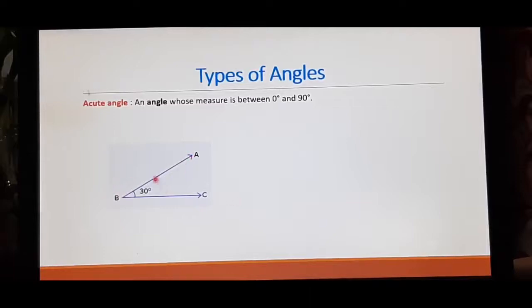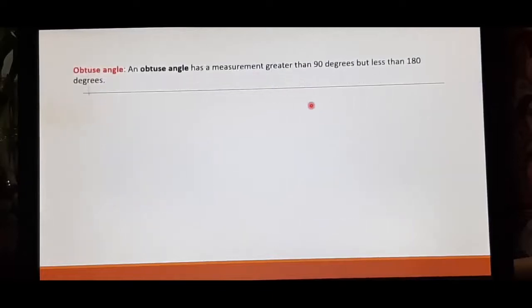Angle ABC, you can see, and this angle is of 30 degrees, due to which this is an acute angle. This angle always lies between 0 and 90. So this is how you can represent it, because 90 degrees is a straight angle, so it will always be like this. Any example you can take: 30 degrees, 40 degrees, 50 degrees, even 89 degrees is also an acute angle. Next one is obtuse angle.